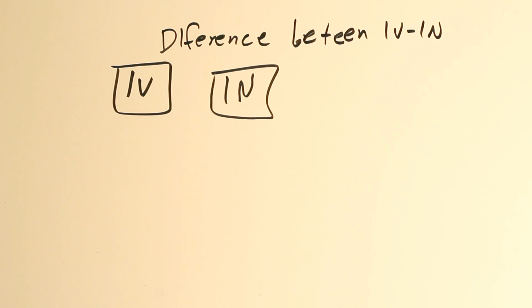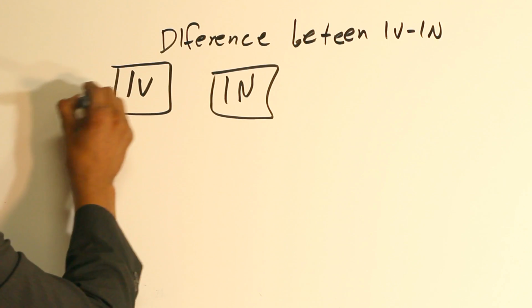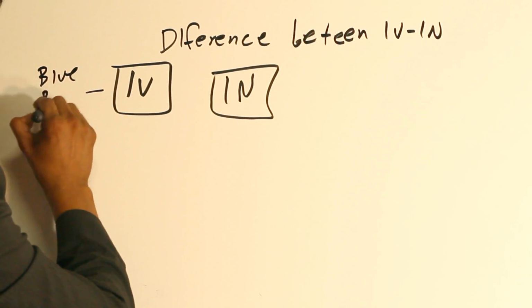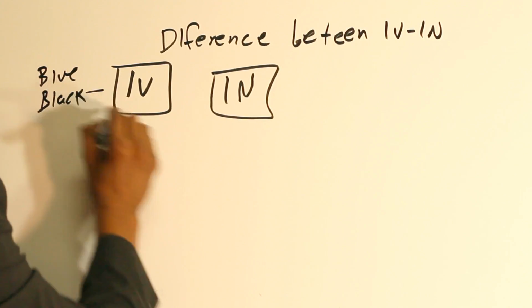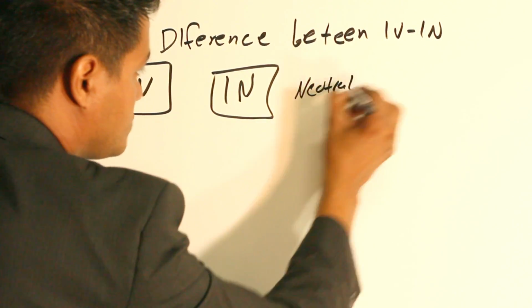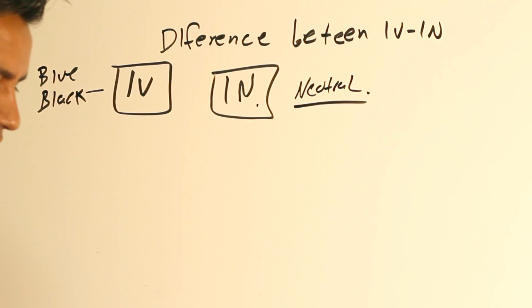We're going to start working today on the difference between 1B and 1N. 1B stands for blue black or jet black. 1N means neutral. The level 1 means a dark color. So let's start breaking down the 1B.